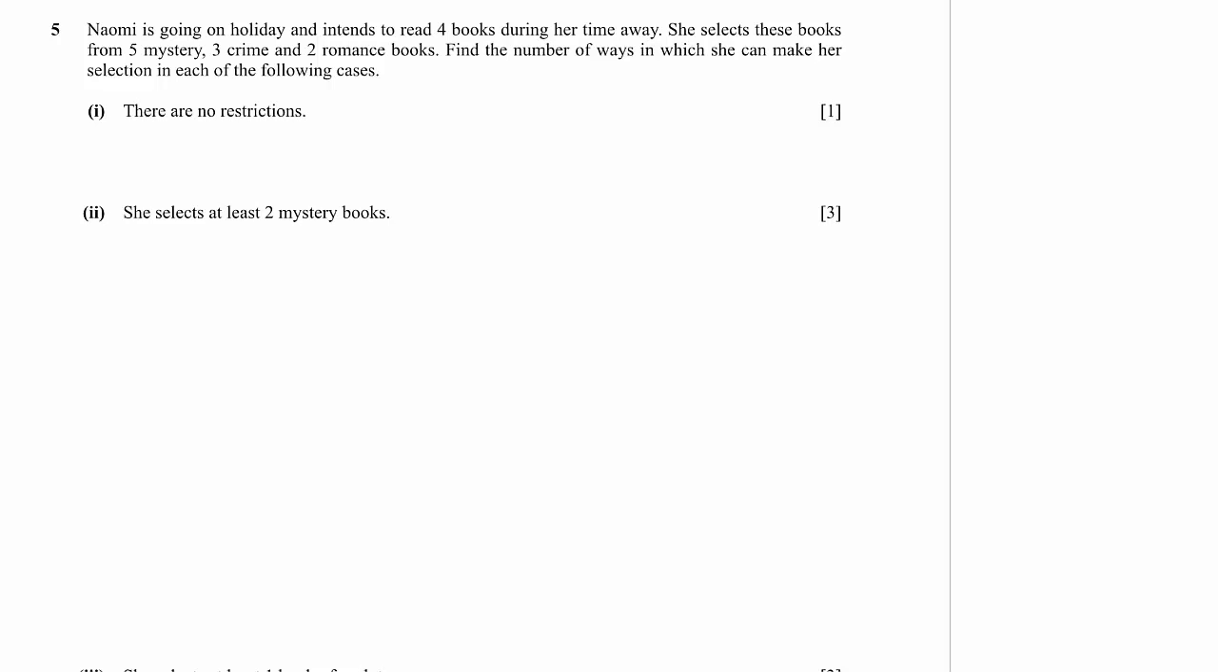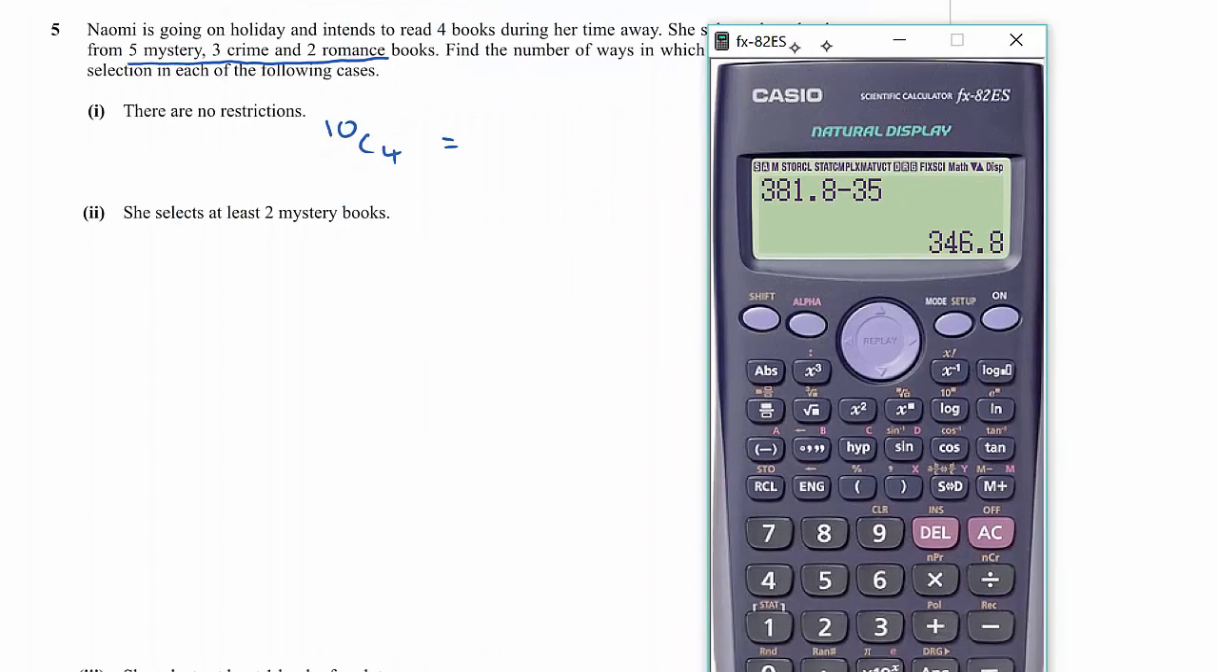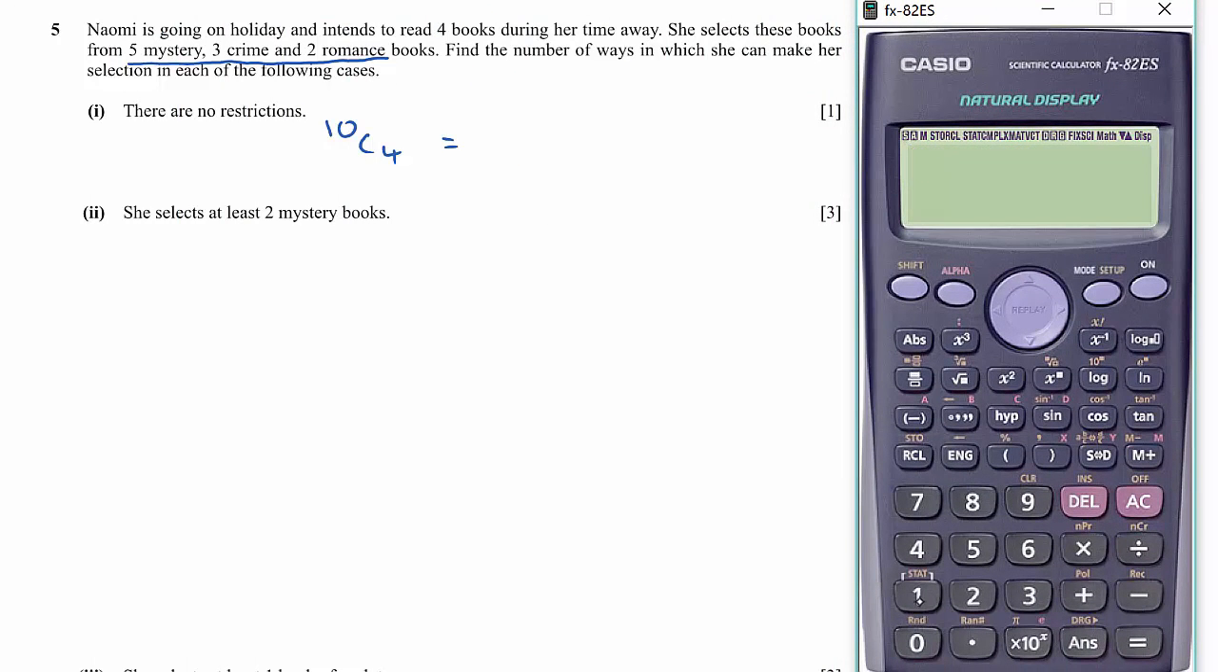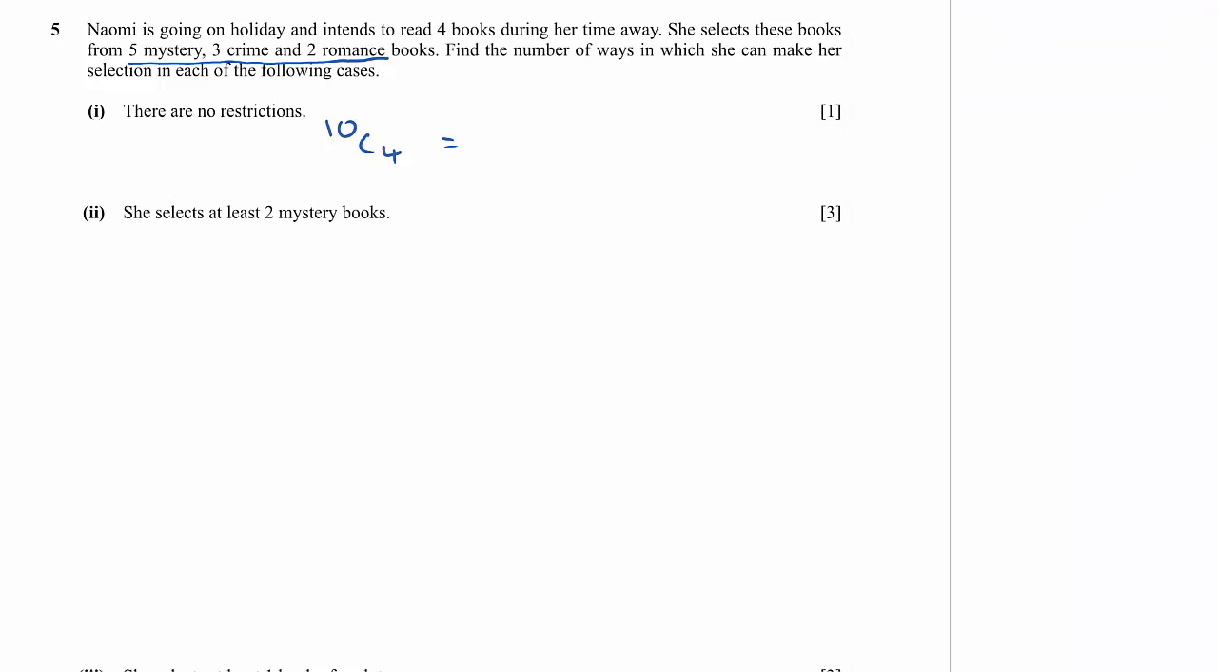So no restrictions at all. So she has got altogether 10 books here. And from those she just wants to choose 4. So just 10 choose 4. So 10 choose 4. So that's 210.